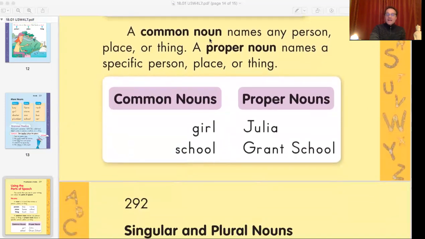A common noun names any person, place, or thing. A proper noun names a specific person, a specific place, or a specific thing. Common noun, a girl. Proper noun, Julia. That's a very certain girl, isn't it? Common noun, school. Proper noun, Grant School. So that would be the name of the school, like City of Lakes Waldorf School. That's a proper noun. And my name is a proper noun, Timothy. You could call me a man, and that would be a common noun.